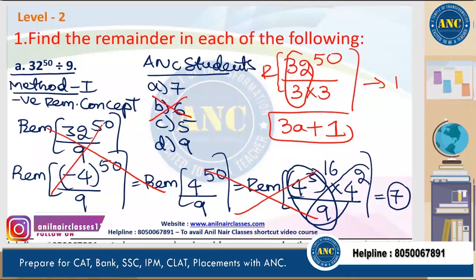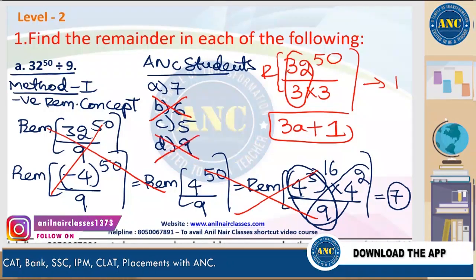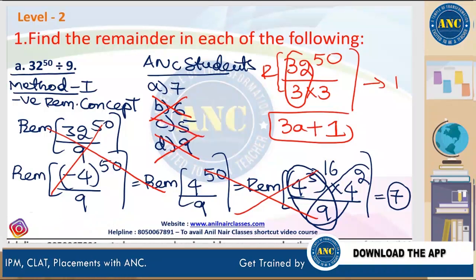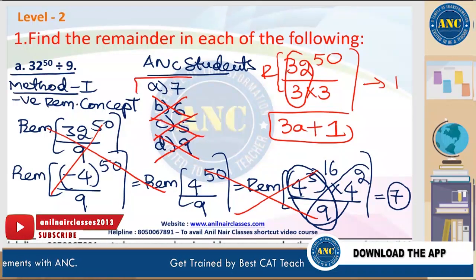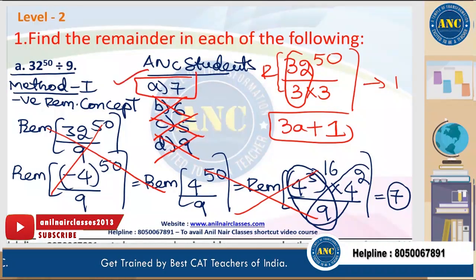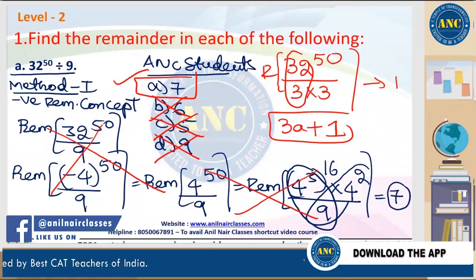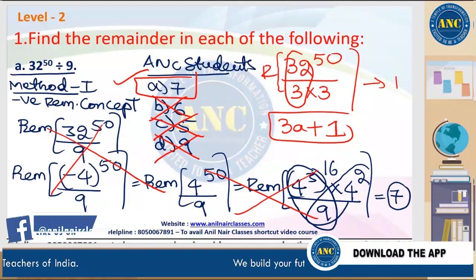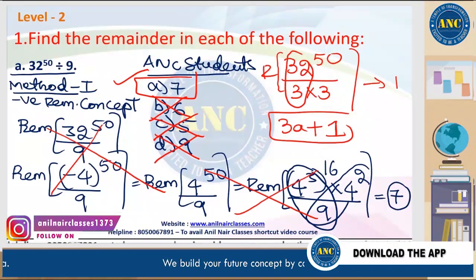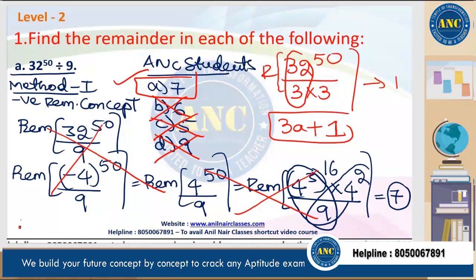6 is 3 into 2. 9 is 3 into 3. 5 is 3 into 1 plus 2. 7 is 3 into 2 plus 1. That means by just writing the denominator as a product of factors, you can eliminate incorrect answers.